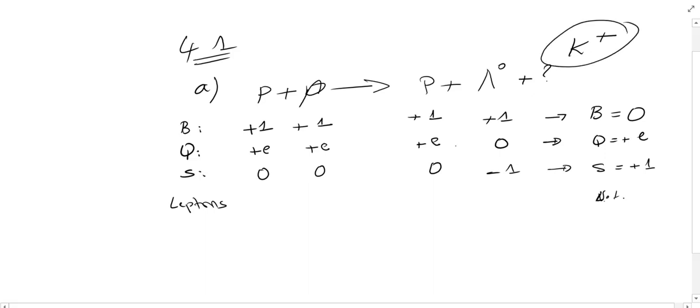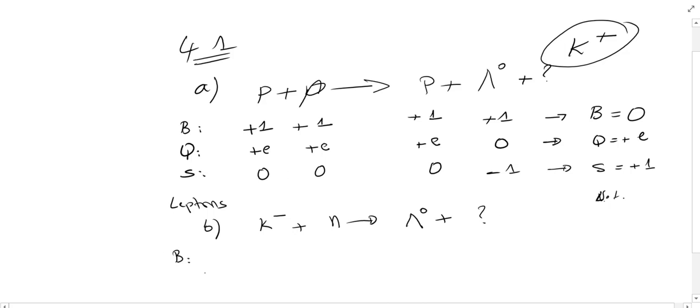Okay, now we're going to do the same thing for the rest of the reactions so that you can see that this is just following the same prescription. So let's look at reaction B. What we have in this case is a kaon minus plus a neutron giving you a lambda plus something that we don't know. So let's check the B first.